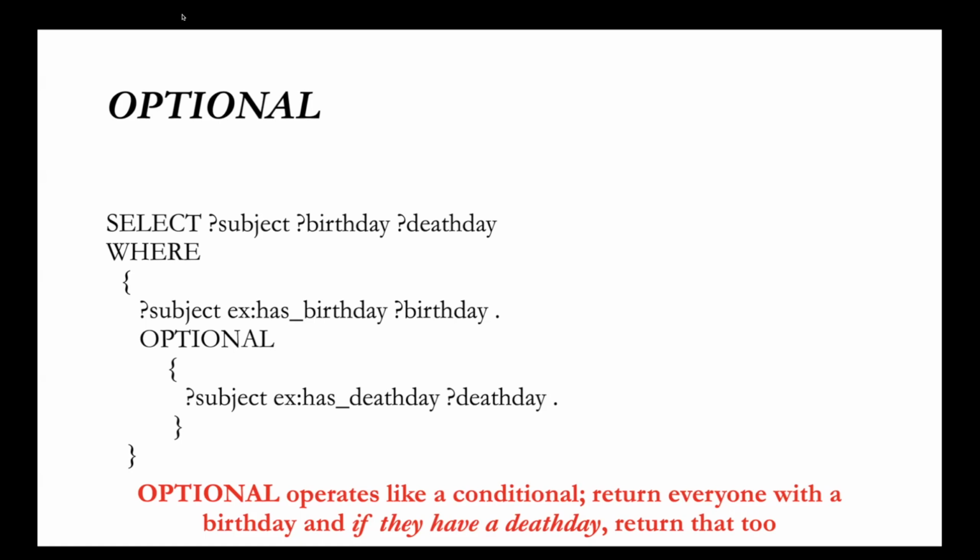In this case, what we have is a subject that will for sure be matched, the subject having a birthday. And then optionally, if they have a death day, return that too. So now you'll get a list of instances, and you'll have birthday and death day for some of them, presumably. You'll just have birthday for some of them, and an empty cell for death day for some.